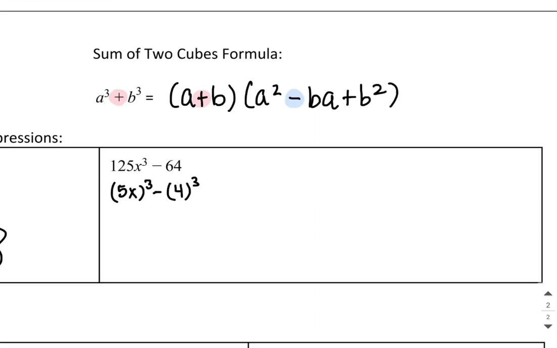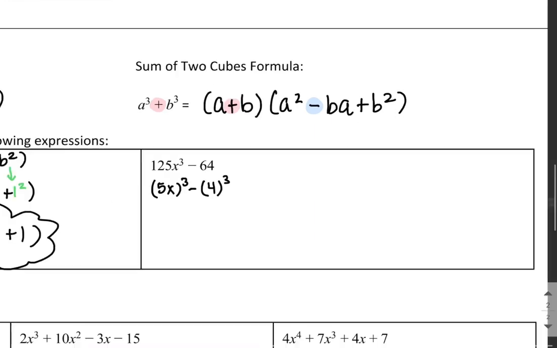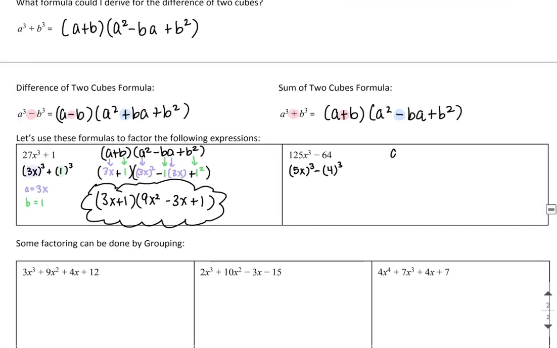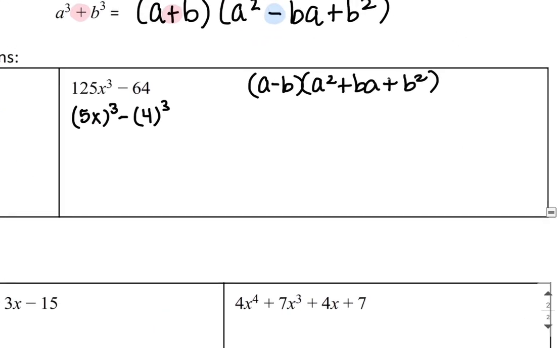So I'm going to use the difference of two cubes formula, which is a minus b times a squared plus ba plus b squared. And first thing I'm going to do, I'm going to highlight what's my a, what's my b. My a is 5x, my b is 4. I'm going to just label that. So a is equal to 5x, b is equal to 4. And then everywhere I see an a, I'm going to replace it with 5x. And everywhere I see a b, I'm replacing it with 4.